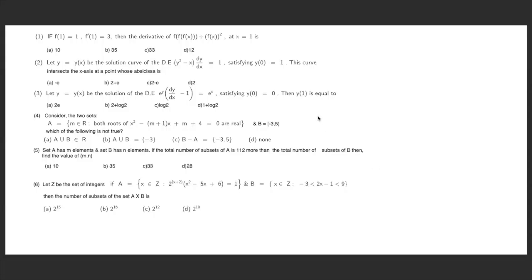Now let us look at the second problem, which is y of x being the solution of the differential equation, right? And satisfies y of 0 as 1. Also we have to find where this curve intersects the x-axis, at a point whose abscissa is, right? So we have the choices. Let us see what is the best choice here.